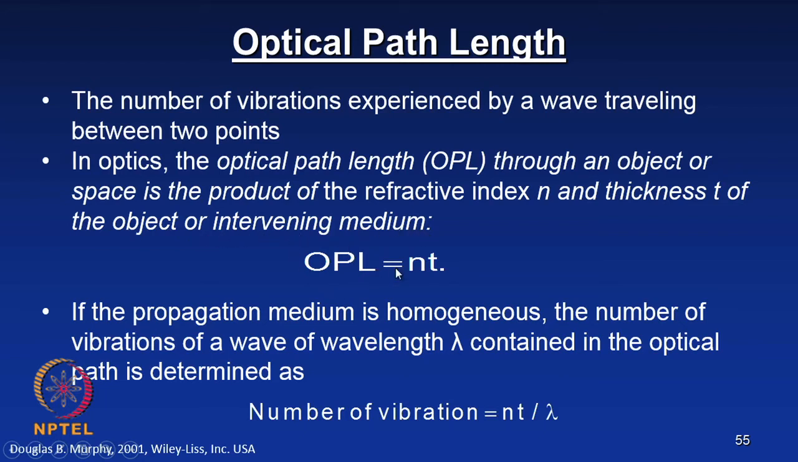So, OPL is equal to n times T, that is, optical path length is a product of thickness and the refractive index of the medium. If the propagation medium is homogeneous, the number of vibrations of a wavelength lambda contained in the optical path is determined as number of vibrations equal to n times T divided by lambda.